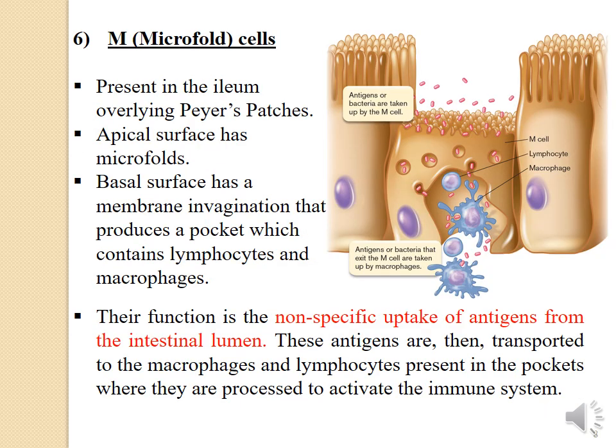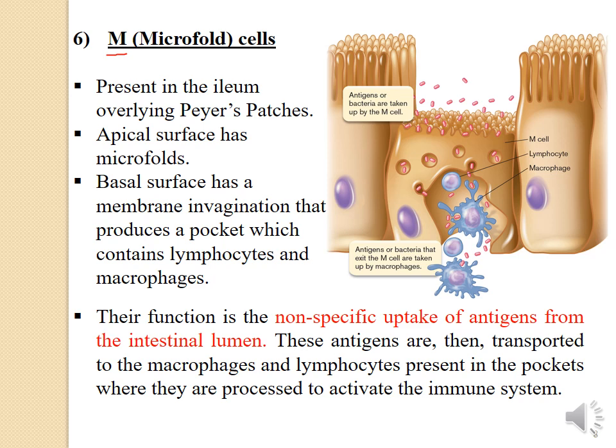An important and unique cell found in the intestine are the microfold cells, also called the M cells, M short for microfold. These are present in the ileum, overlying Peyer's patches. Peyer's patches are a collection of lymphoid tissue found in the submucosa of the ileum. So the epithelium superficial to the Peyer's patches contains these microfold cells.